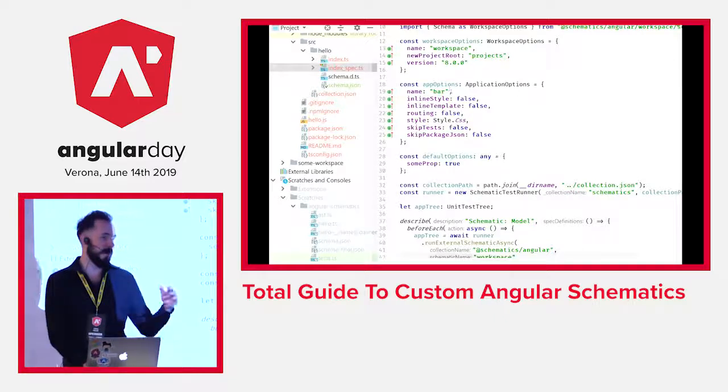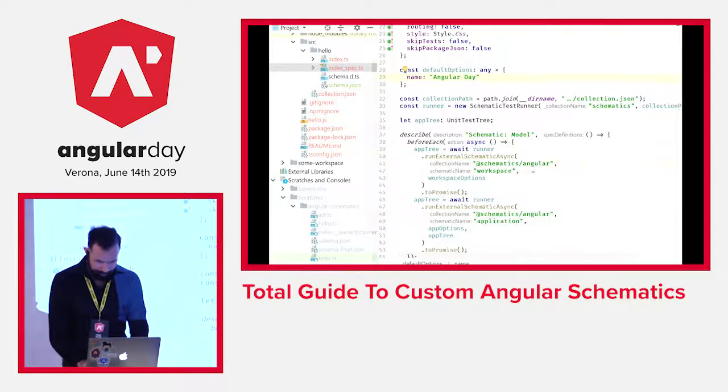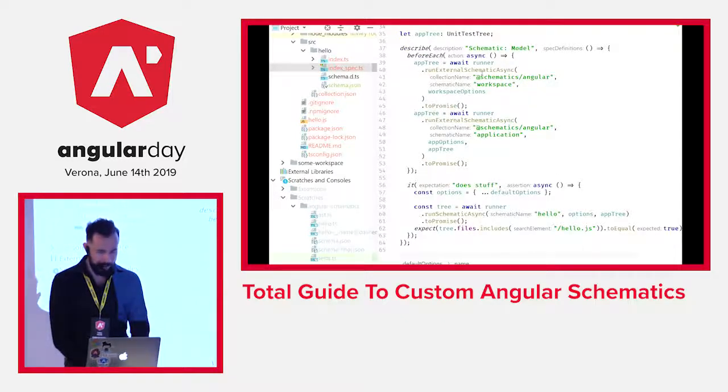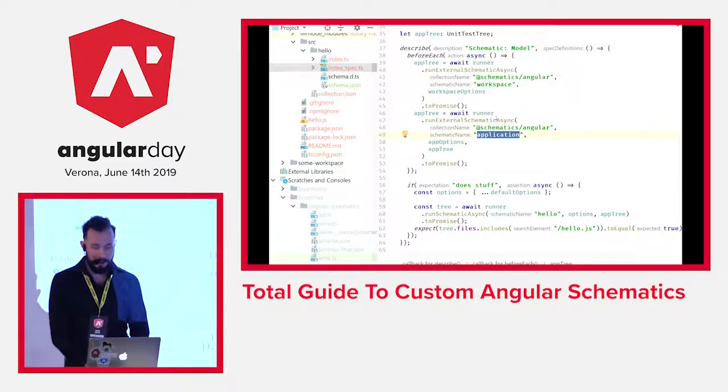So there's ng new some workspace, and then we have application name bar. So there's ng generate application bar, and then we have some default option for our own schematics. So we know it's a name, which is Angular day, and then again it's the same. We get the collection, we get the runner. And before every test, we create the whole workspace with the workspace option by running external schematics, which is this schematics / Angular, which is actually this collection which has component, application, library, the default one, which is used in the Angular CLI. And then we create an application in that workspace.